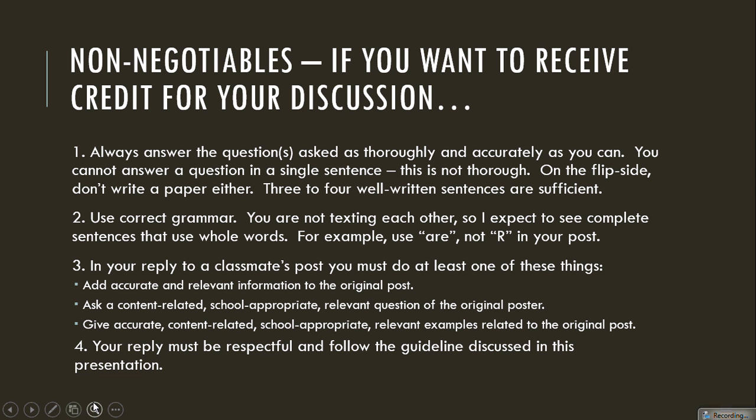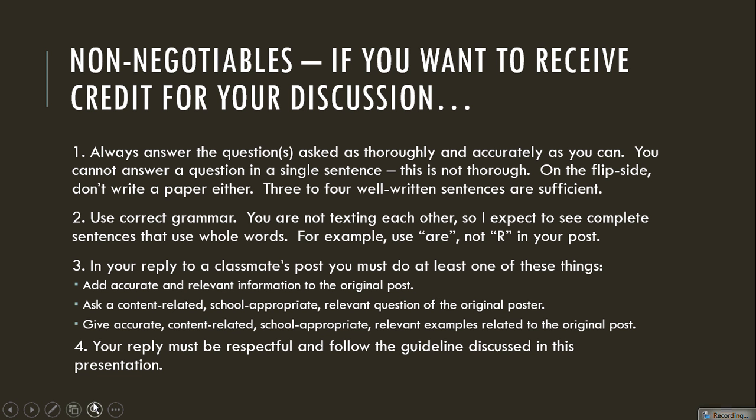So you need to either add information to the post. Once again, you'll see on all of these, they have to be accurate, they have to be relevant, they have to be content related. It should all go back to that original prompt. Make sure that you're on task and that you're on topic. If you're not on topic, you don't get points for it. You can't just say, hey, yeah, I really liked your post. That's not relevant and that's not on topic. You need to talk about what they posted, okay, and be specific and detailed.